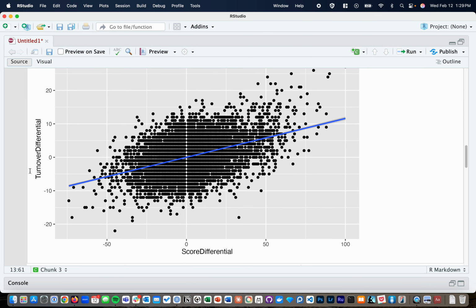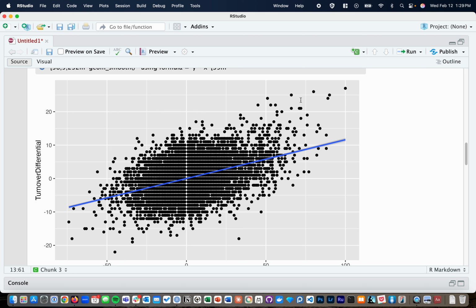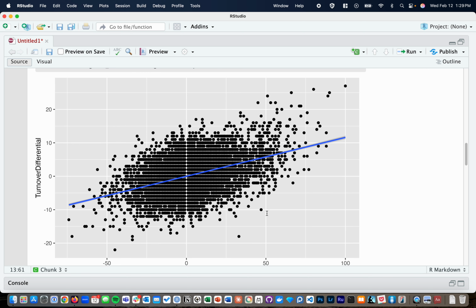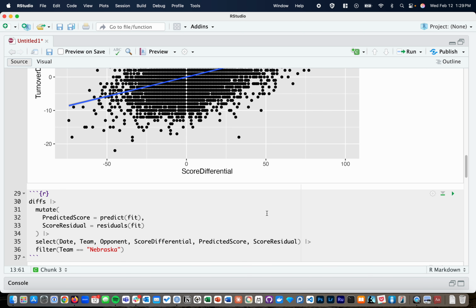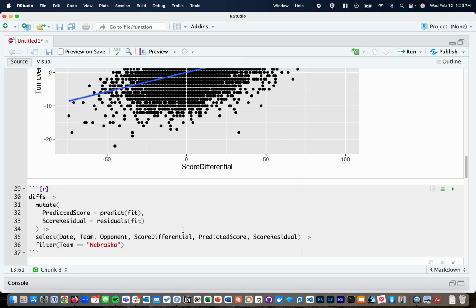The more positive the turnover differential, the more points you score. There's still teams down here who had plus 15 and still lost. That's kind of crazy. Here's a team that was plus 26 or so and won by 100. That's yikes. That's not good basketball.